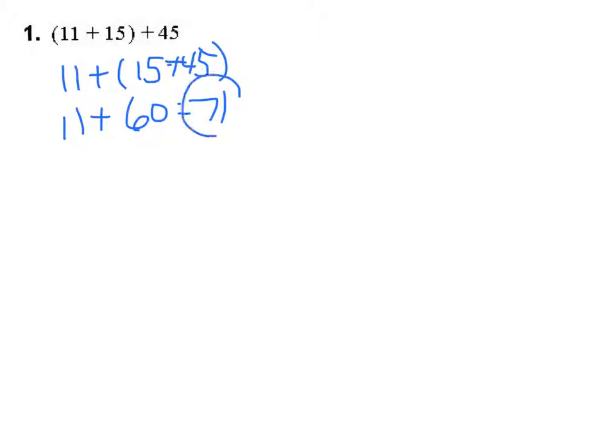The associative property tells us it doesn't matter what order we add in, so it'd be more convenient to add the 15 and 45 first. So it'd be 11 plus 60 equals 71. Just nicer for mental math.